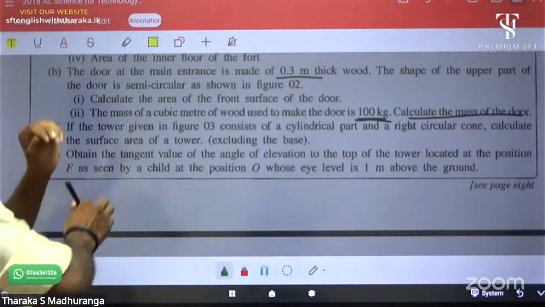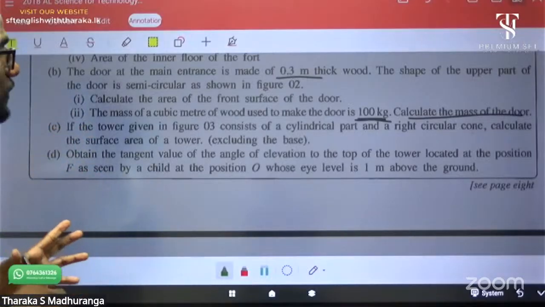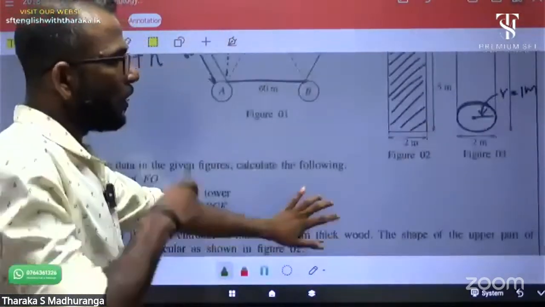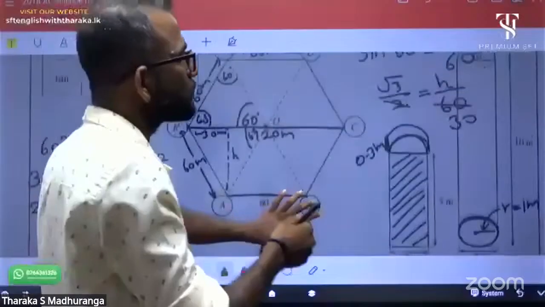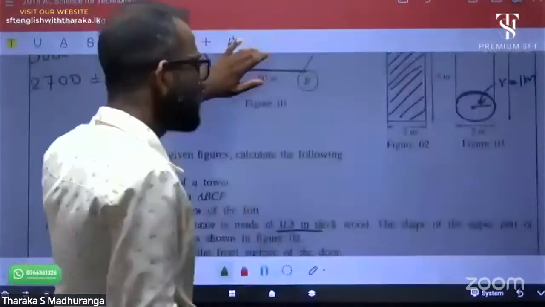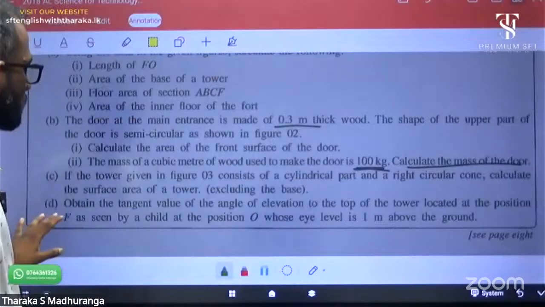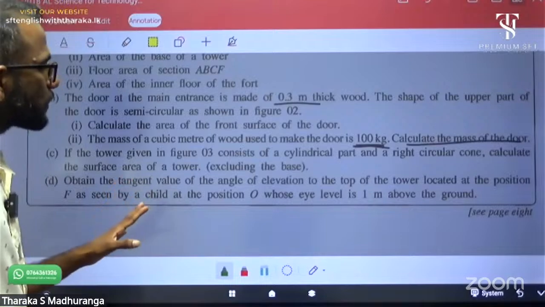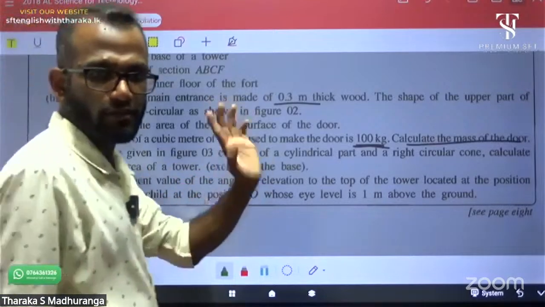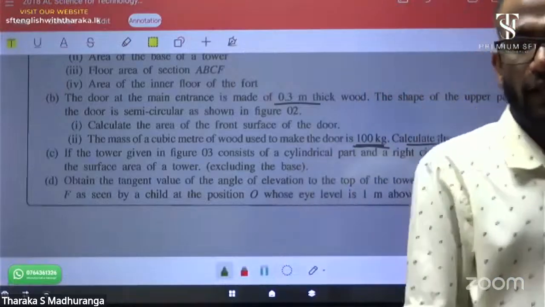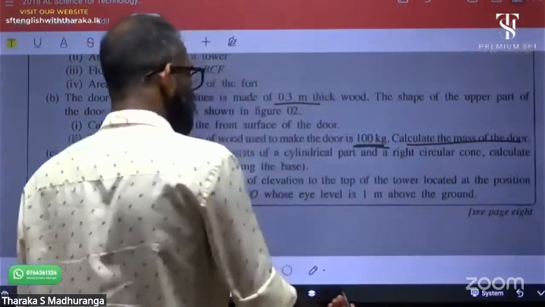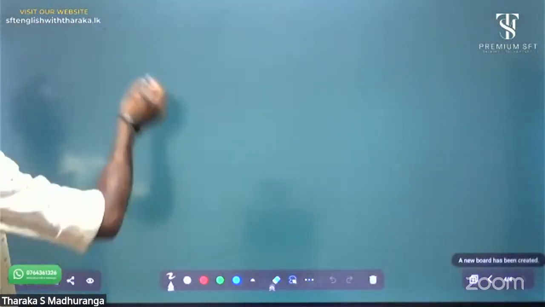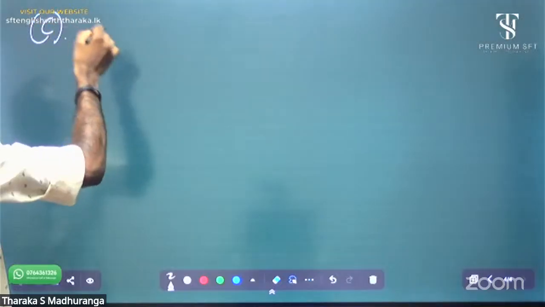The tower given in figure 3 consists of a cylindrical part and a right circular cone. Calculate the surface area of the tower excluding the base. Without base, calculate the surface area of the tower. Okay, now this is part C, no?